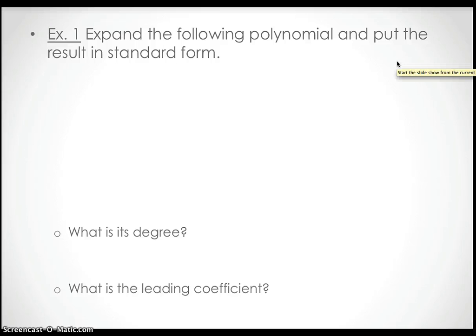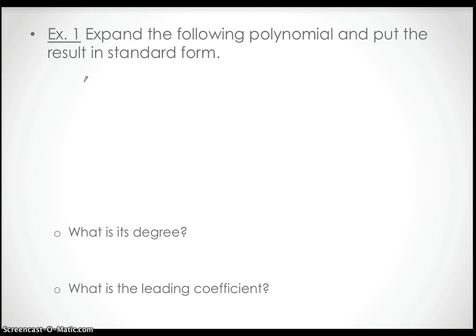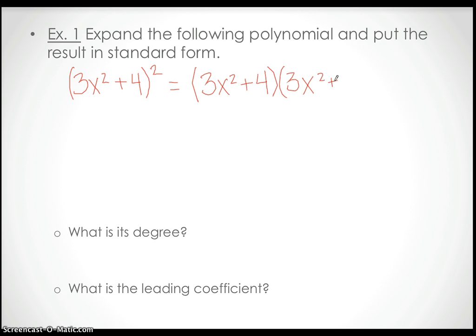Okay, example 1 says expand the following polynomial and put the result in standard form. Your polynomial is 3x squared plus 4 in parentheses, and we are squaring it. Remember again, squaring means essentially to multiply the same thing twice. So to write that out, we have 3x squared plus 4 literally twice. You should see the exact same thing twice. Don't just square each piece and call it a day.